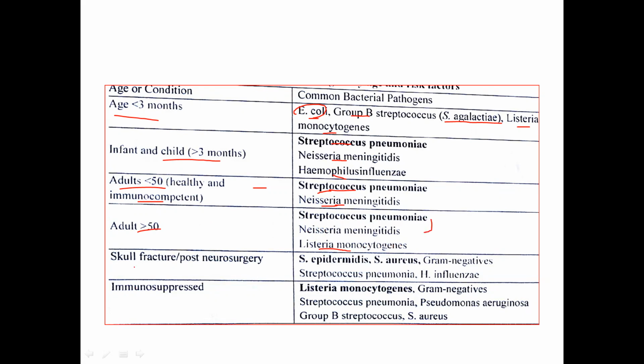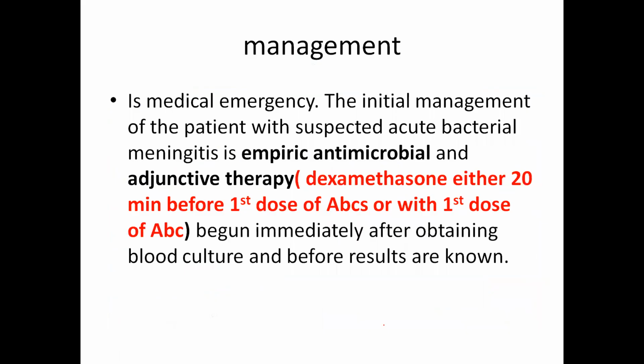So if the patient has risk factors like skull fracture or post-neurosurgery and develops meningitis, we have to cover against Staph epidermidis, Staph aureus, gram-negatives, strep pneumonia, and Haemophilus influenza. If he is immunocompromised, all of this should be covered.